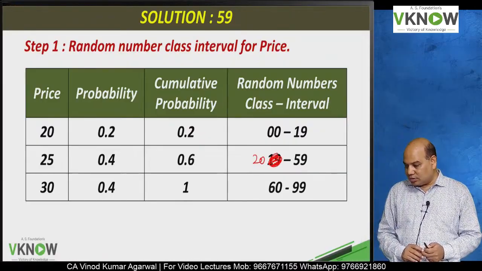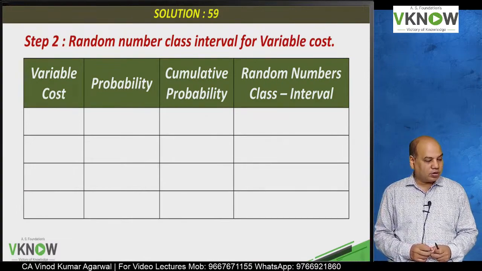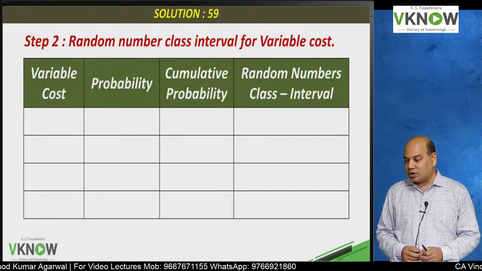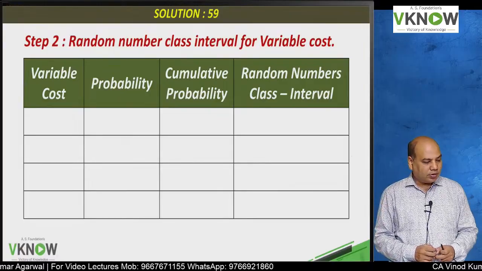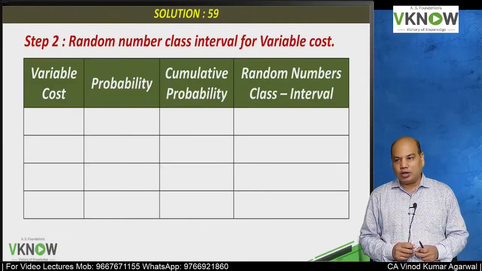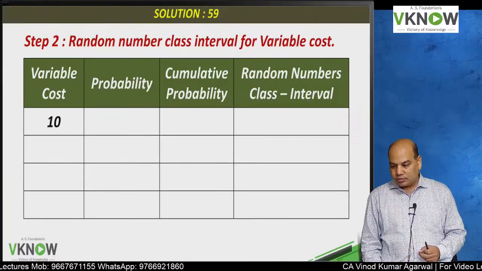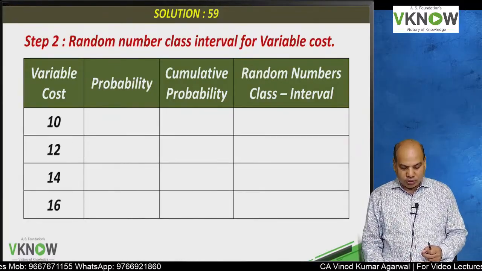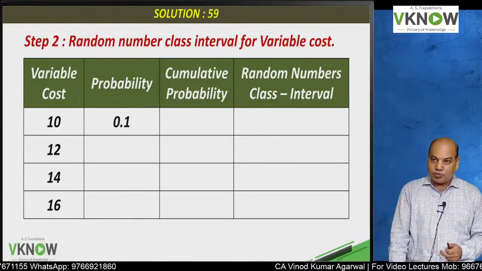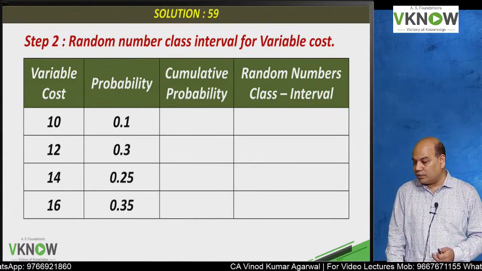Any other question? No. Now write down the random number class interval for variable cost. 4 columns again: variable cost, probability, cumulative probability, random number class interval. Variable cost 10, 12, 14, 16. Possible 4 variable costs are given, and the probabilities are given as 0.1, 0.3, 0.25, 0.35.